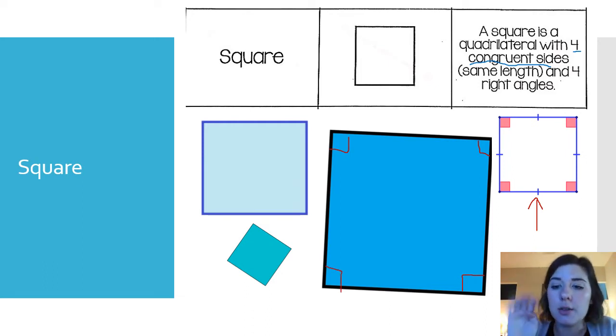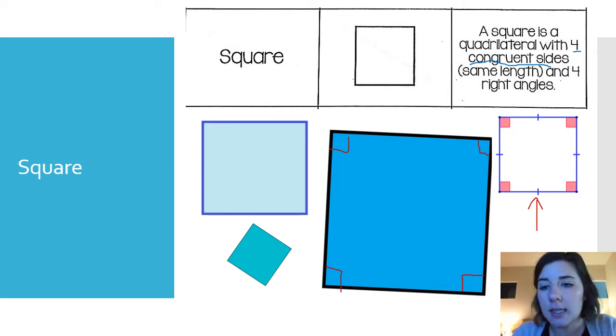Every square has 4 right angles. It's part of the definition. These little lines here, there's one line on each, and that means that each side is the same length. So we know it's a square because all 4 sides are the same length, and it has 4 right angles.